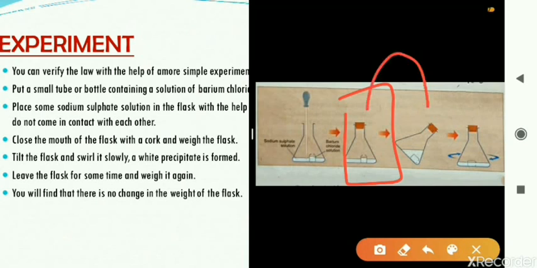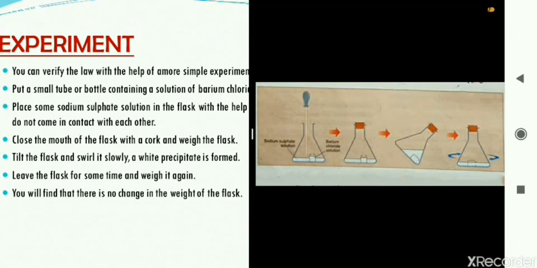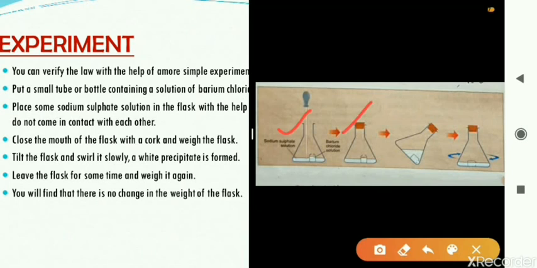After that, we will tilt this conical flask, and on tilting, the small bottle will fall down and both the chemicals will mix together. For proper mixing, we will swirl it. After the mixing, a chemical reaction will take place between sodium sulfate and barium chloride. As a result of this reaction, we will get sodium chloride and barium sulfate.